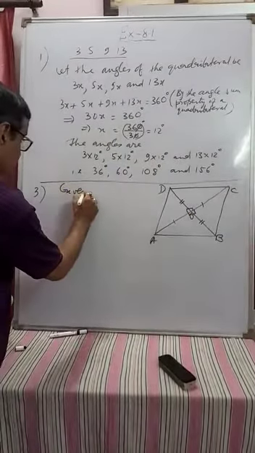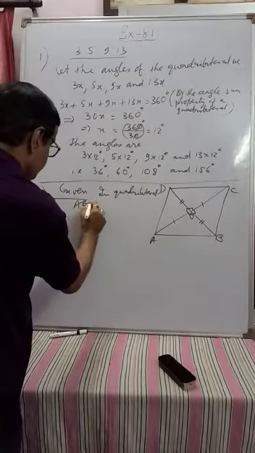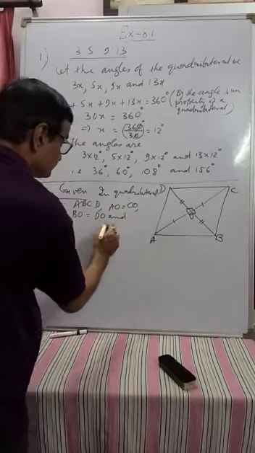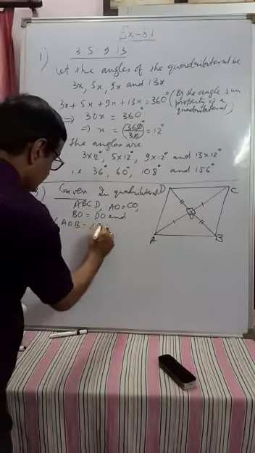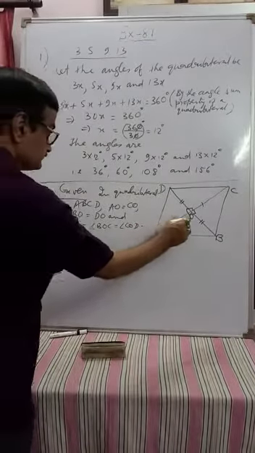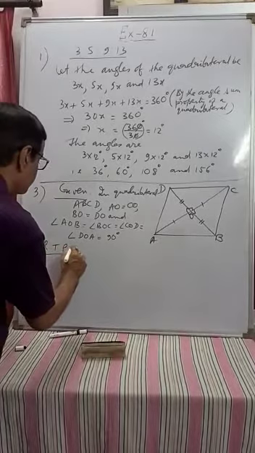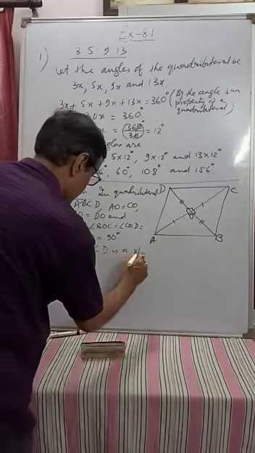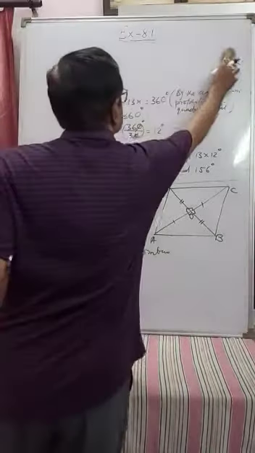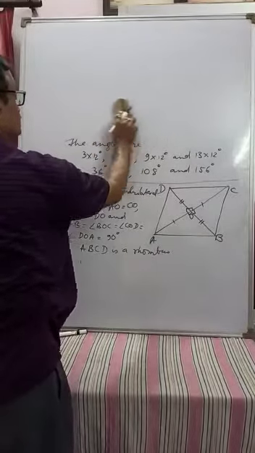So what is given here? In quadrilateral ABCD, AO is equal to CO, BO is equal to DO and angles AOB, BOC, COD, DOA are all equal to 90 degrees, and we have to prove that ABCD is a rhombus. Now proof.